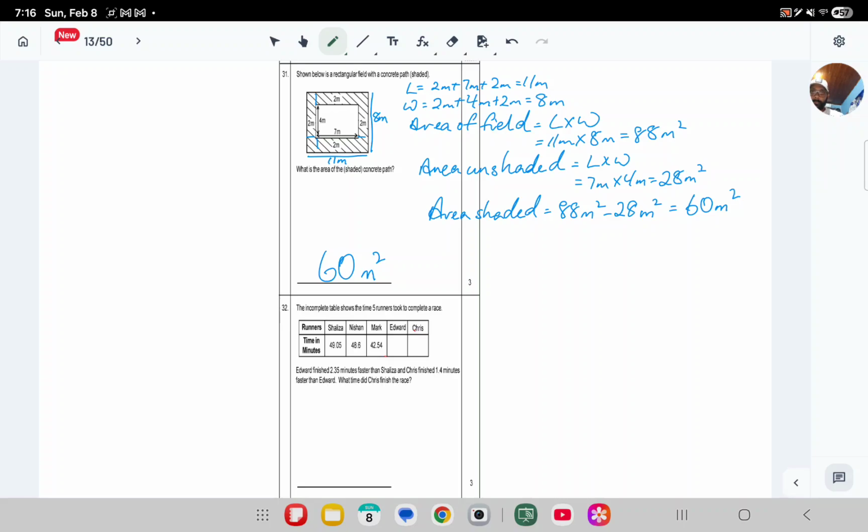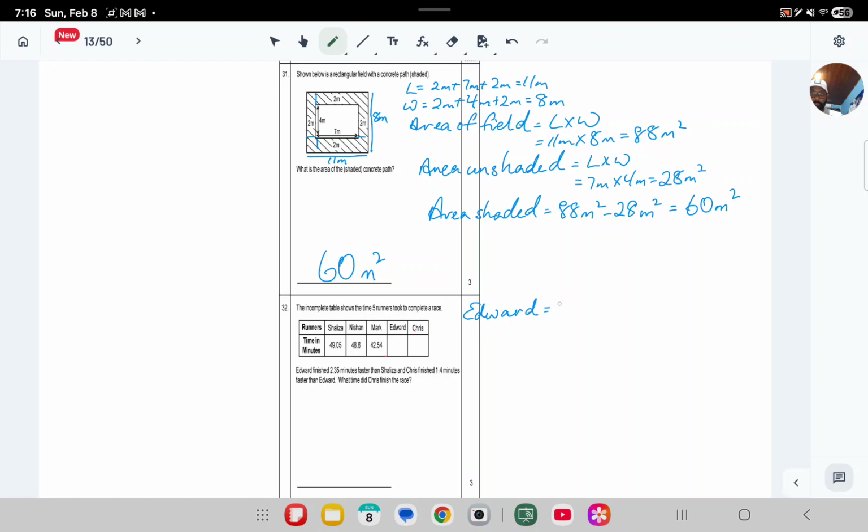Alright, so number 32, the incomplete table shows the time 5 runners took to complete a race. They said Edward finished 2.35 minutes faster than Shaliza, and Chris finished 1.4 minutes faster than Edward. What time did Chris finish? So if he finished faster, that means he took less time. So if he took less time, we need to subtract. Alright, so Shaliza's figure. So first we calculate Edward.